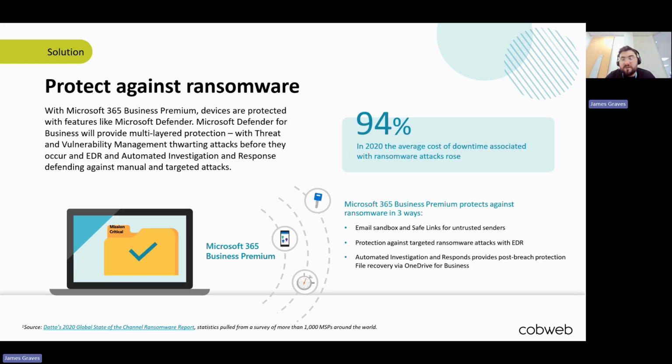So, as again, touching on Business Premium, it would have protected against this in 3 primary ways. Email would have opened up in a sandbox environment, utilizing safe links for the untrusted sender. The protection against the targeted ransomware attack using those EDR tools we just spoke about. And then you have your automated investigation and response aspect of Defender for Business, which would have provided a post-breach protection file, a recovery file, for your OneDrive for Business environment. So those files that weren't available would become available almost immediately again to you using those rollback features.